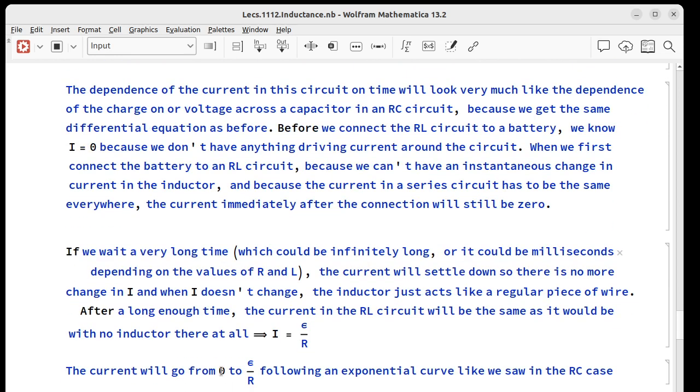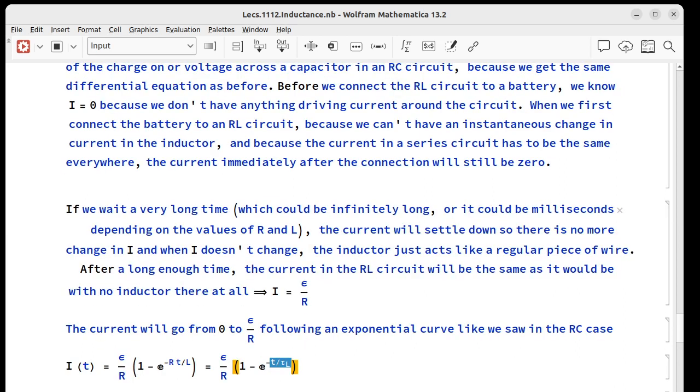So we know that the current is going to go from 0 to EMF over R during the charge up phase. So the current at any time t will be EMF over R times 1 minus e to the negative t over tau L, where this is our inductive time constant like we had a capacitive time constant before. The inductive time constant is the inductance divided by the resistance, henries over ohms, and we know that has to give us seconds so that it can go in this exponential here.